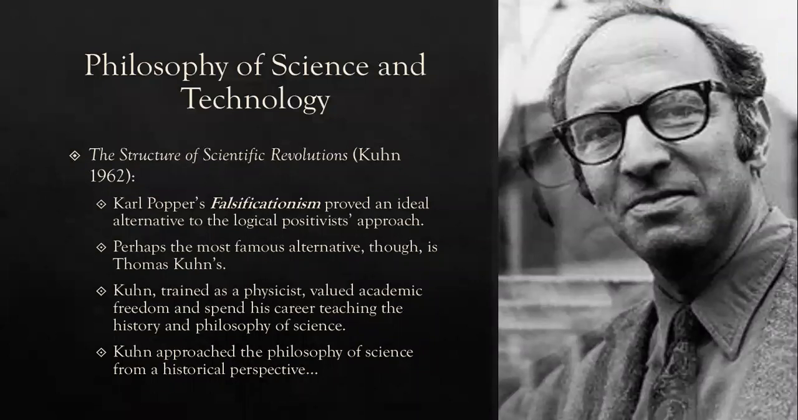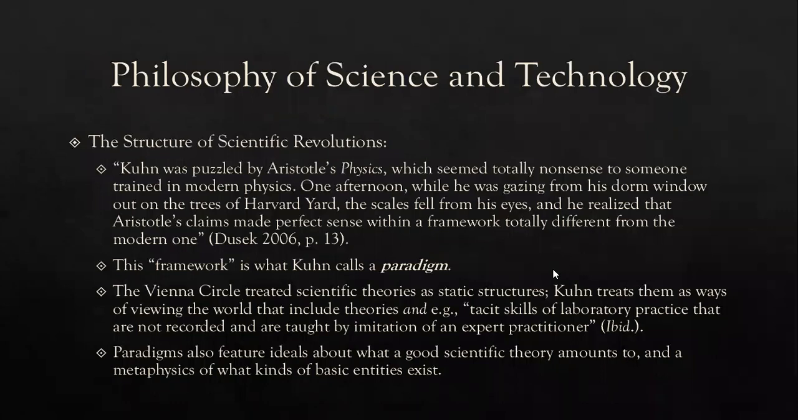So skip to the next slide, get myself out of the way. One of the interesting things that Dusek says about Kuhn here on page 13 is this, quote, Kuhn was puzzled by Aristotle's physics, which seemed totally nonsense to someone trained in modern physics. One afternoon, while he was gazing from his dorm window out on the trees of Harvard Yard, the scales fell from his eyes, and he realized that Aristotle's claims made perfect sense within a framework totally different from the modern one. This framework, I say on the slides in my second point, is what Thomas Kuhn called a paradigm.